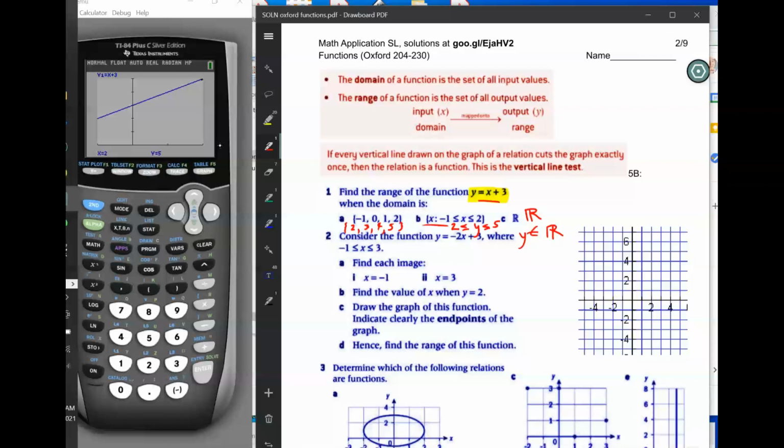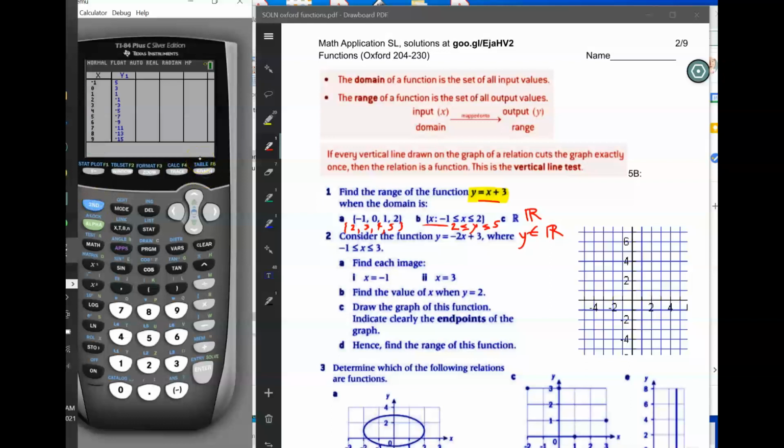Number 2, consider the function y equals negative 2x plus 3, where x ranges from negative 1 to 3, including the values of negative 1 and 3. Okay, and why don't we type that in the calculator? So I'm going to put negative 2x plus 3.